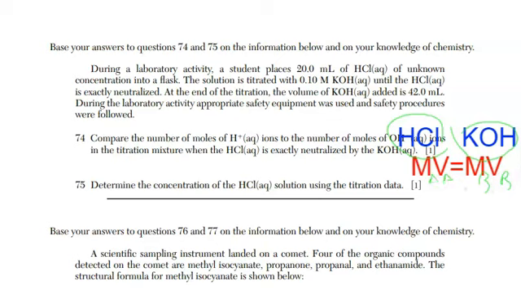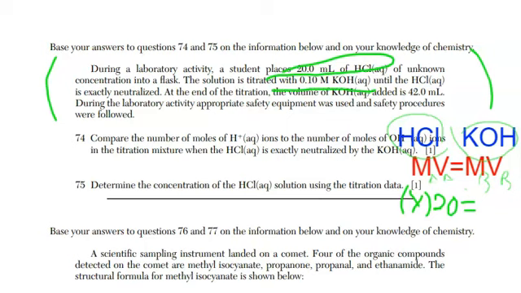The molarity of the acid is our X. The volume of the acid, go back into the passage. Here it is, 20 mL of HCl, so that's a 20. The molarity of the base is 0.1 molar, and the volume of the base was 42 mL. Of course, I'm running out of room over here, just like my chalkboard at school. We have to solve for X.